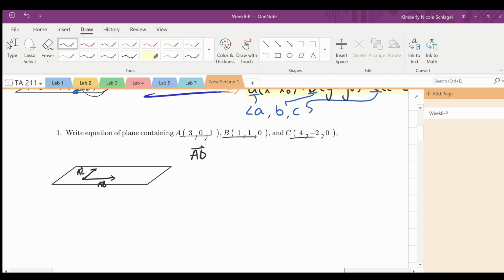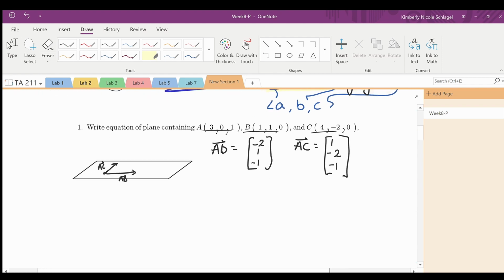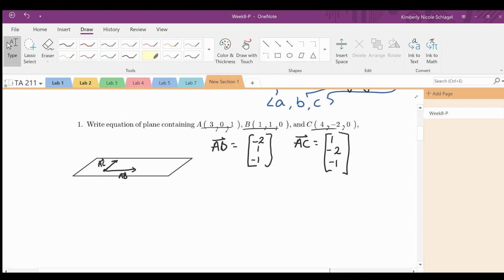For AB, I'm sure you're experts at this by now, we take the entries in B and we subtract A. So we're going to end up with -2, 1, -1. This is our AB vector. We're also going to want AC. So we take the entries of C and we subtract A, and we end up with this. Those are our 2 vectors that are in our plane here.